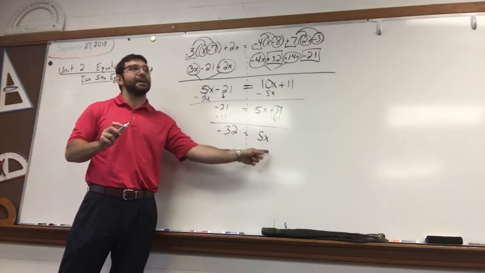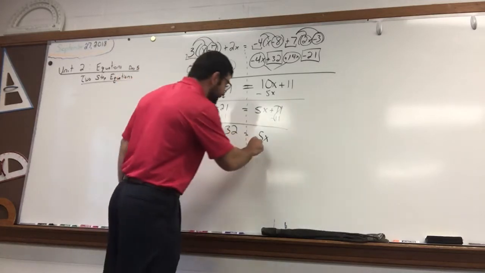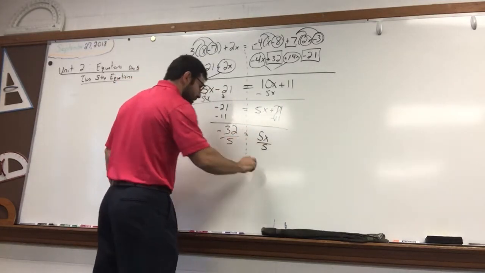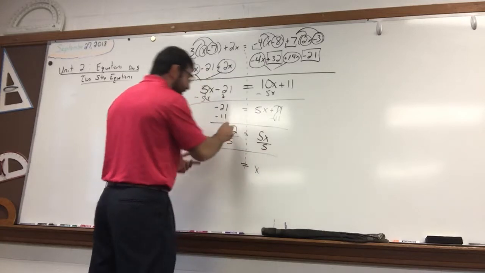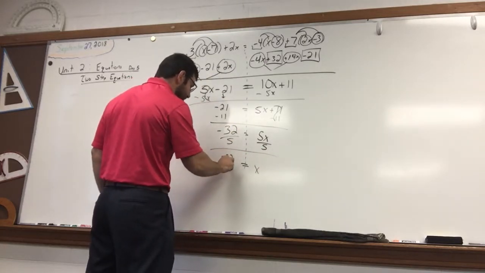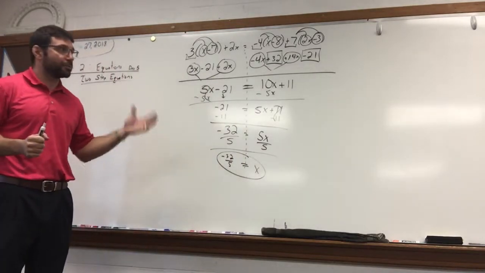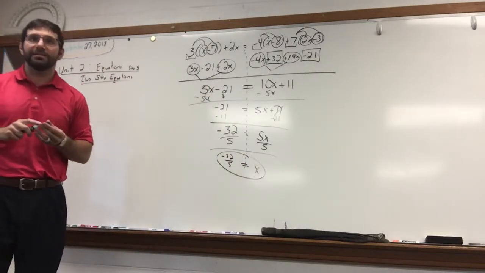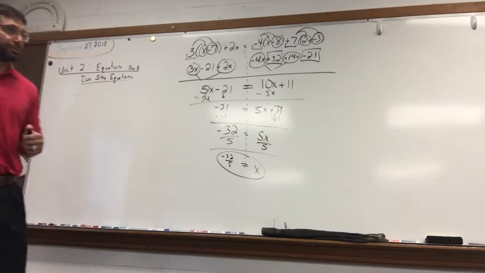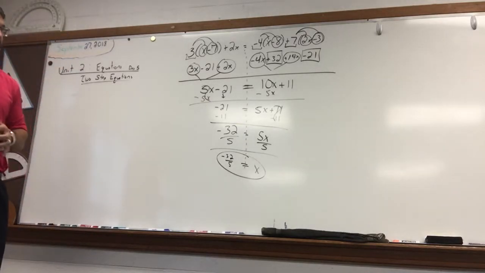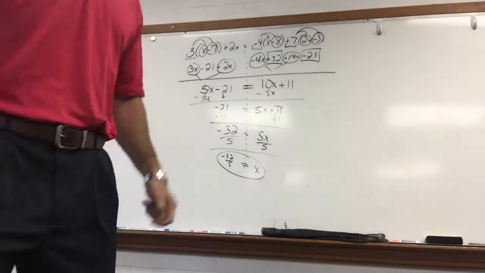5 times x. Divide by 5. That's going to end up giving me x equals negative 32 fifths, I can't simplify this, so it's going to stay as negative 32 fifths. But we've now put together a whole list of rules that we will use. Okay? So, this is about as tough as it's going to get.